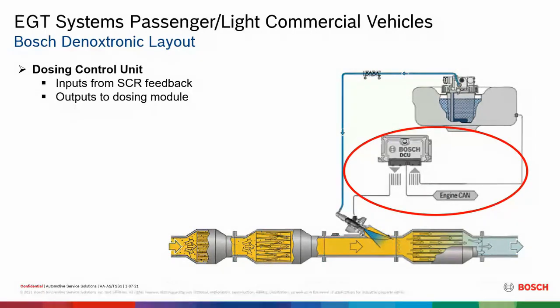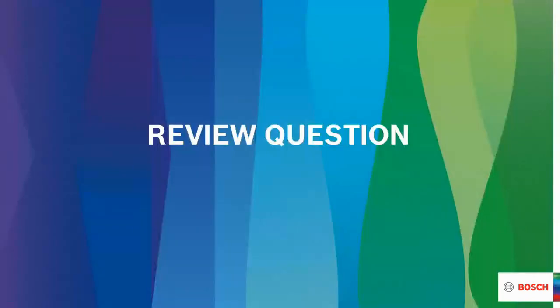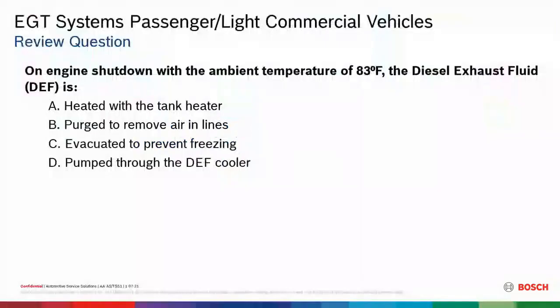All right. Well, guess what time it is again? Everybody's going to be excited. It's review question time again. So here we go. See if you're paying attention. On engine shutdown with an ambient temperature of 83 degrees Fahrenheit, the diesel exhaust fluid is, and there are four possible choices here for you. Let me bring that up.